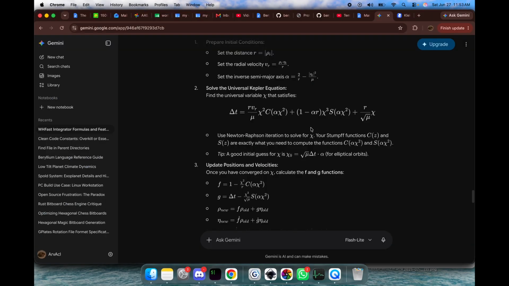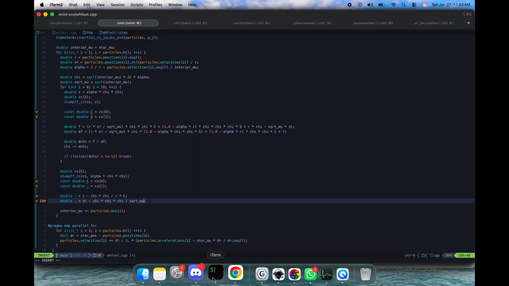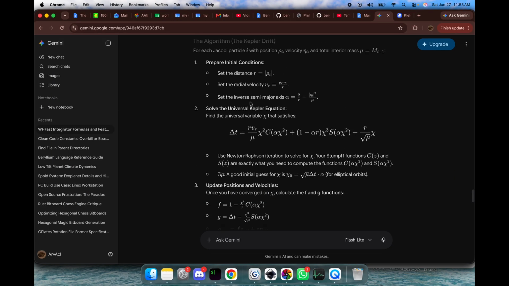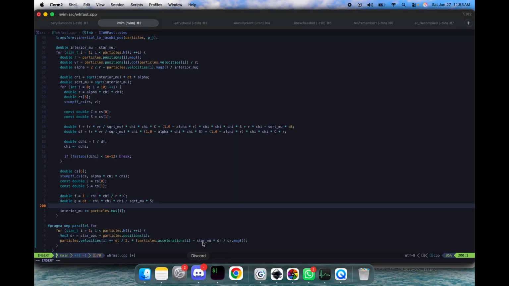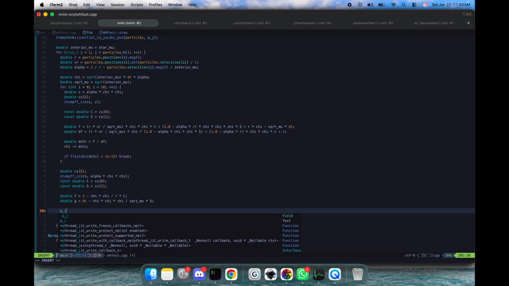So now we multiply by S. Finally. And now we have F and G, which means we have our new Jacobi positions, which is pretty good. Therefore we can do particles dot. So we have pj dot.